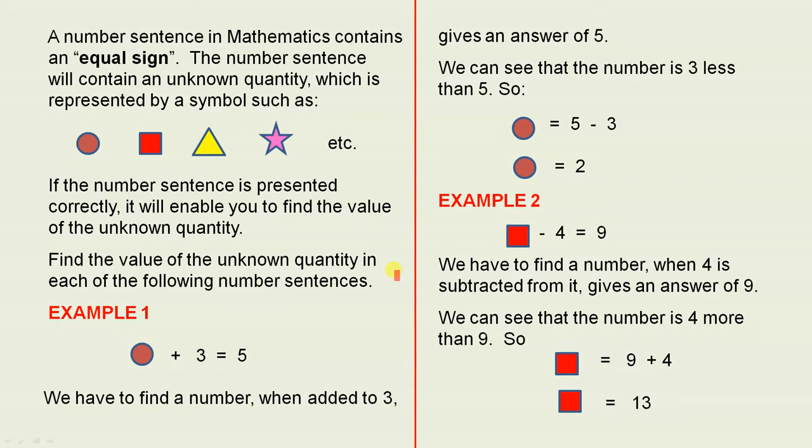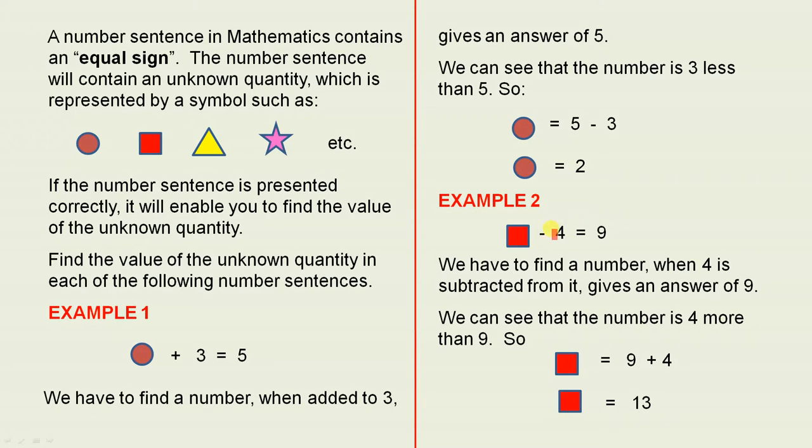Find the value of the unknown quantity in each of the following number sentences. Example 1, if the circle plus 3 equals 5, we have to find a number when added to 3 gives an answer of 5. We can see that the number is 3 less than 5, so the circle is 5 minus 3, so the circle equals 2.